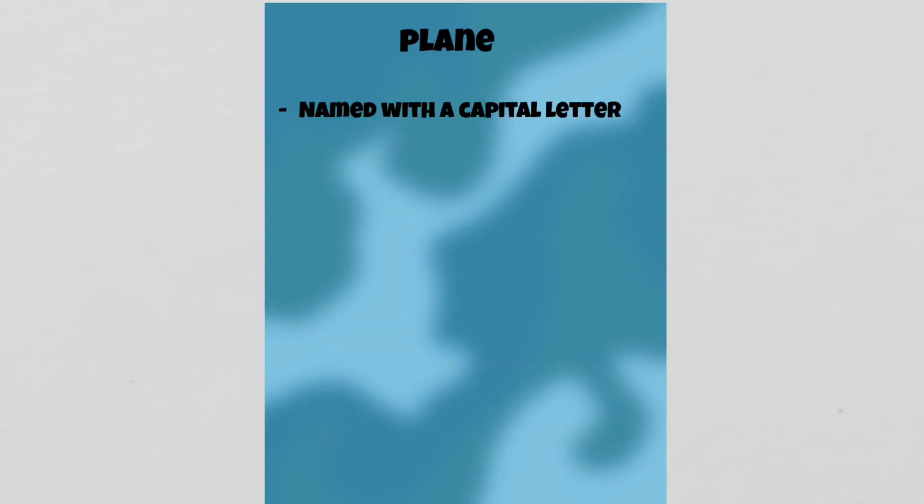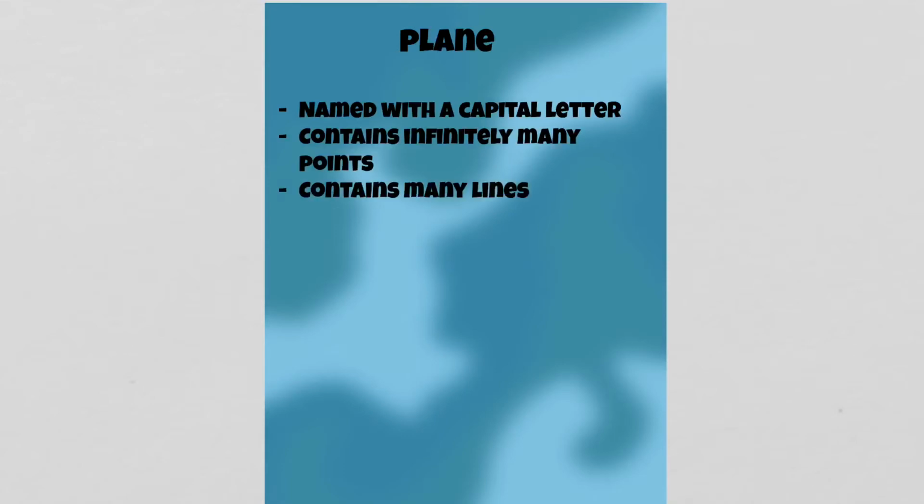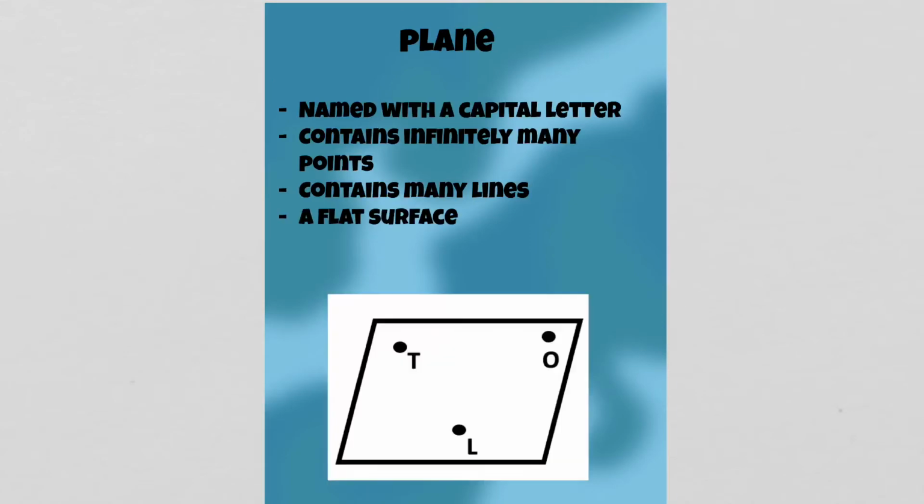Now we also have planes. These are named with capital letters. They contain infinitely many points. They contain many lines. And it's a flat surface. Kind of think of it like a piece of paper almost. And if you look below, there's this plane, and it has 3 points on it just to show. Now, in a diagram, we would say maybe this is plane M. You would have another letter on there. The naming isn't too important right now.